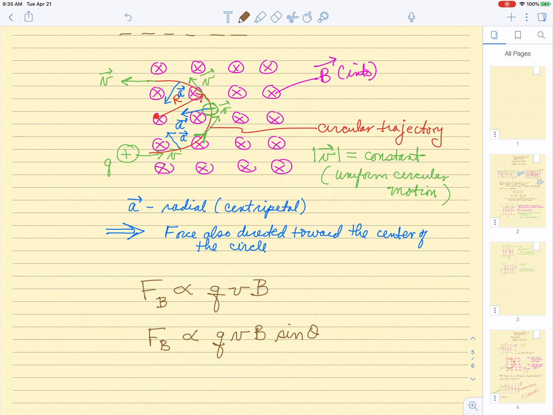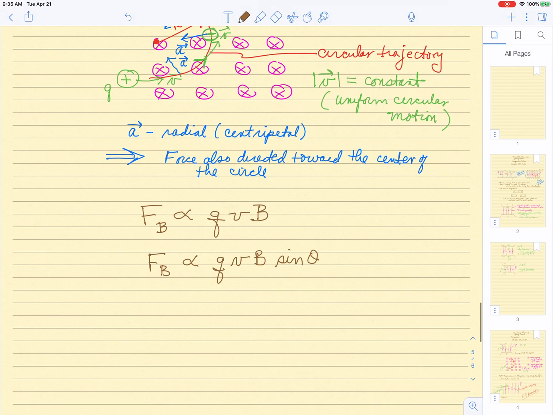How do we change proportionalities to equalities? Well, through a multiplicative constant. So for the electrostatic force, that was 1 over 4 pi epsilon naught. Nicely here, right? The constant of proportionality is just 1. And so we have that the magnitude of the magnetic force is equal to the magnitude of the charge times the magnitude of the velocity times the magnitude of the magnetic field strength times the sine of the smallest angle between the velocity vector and the magnetic field vector.